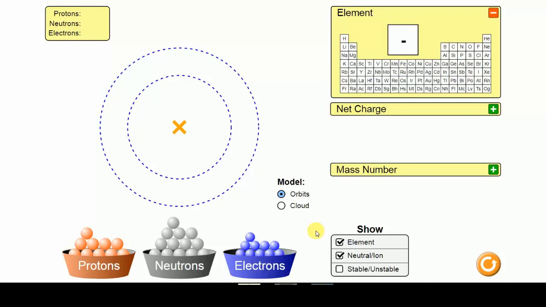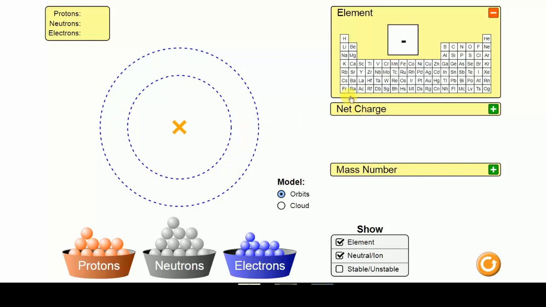Are you excited? First of all, we know that an atom is the smallest part of matter. It is the smallest particle which is indivisible, and it has three particles. What are they? Protons, neutrons and electrons. Protons and neutrons reside in the nucleus, which is in the center, while electrons revolve around the nucleus.